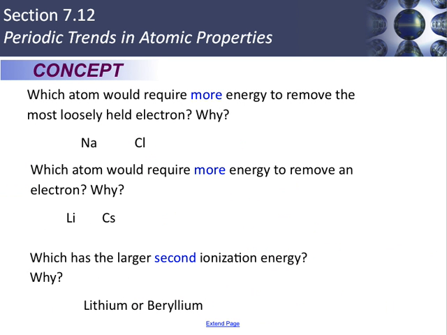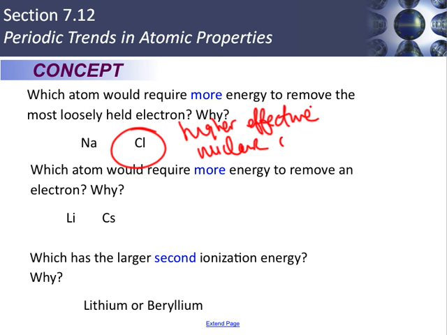Which atom would require more energy to remove the most loosely held electron? Sodium or chlorine? Chlorine. Why? Chlorine. Thank you. Higher effective nuclear charge. Nice. So do you see how this test might be kind of hard? It's not that the stuff is hard, it's your ability to explain the stuff.